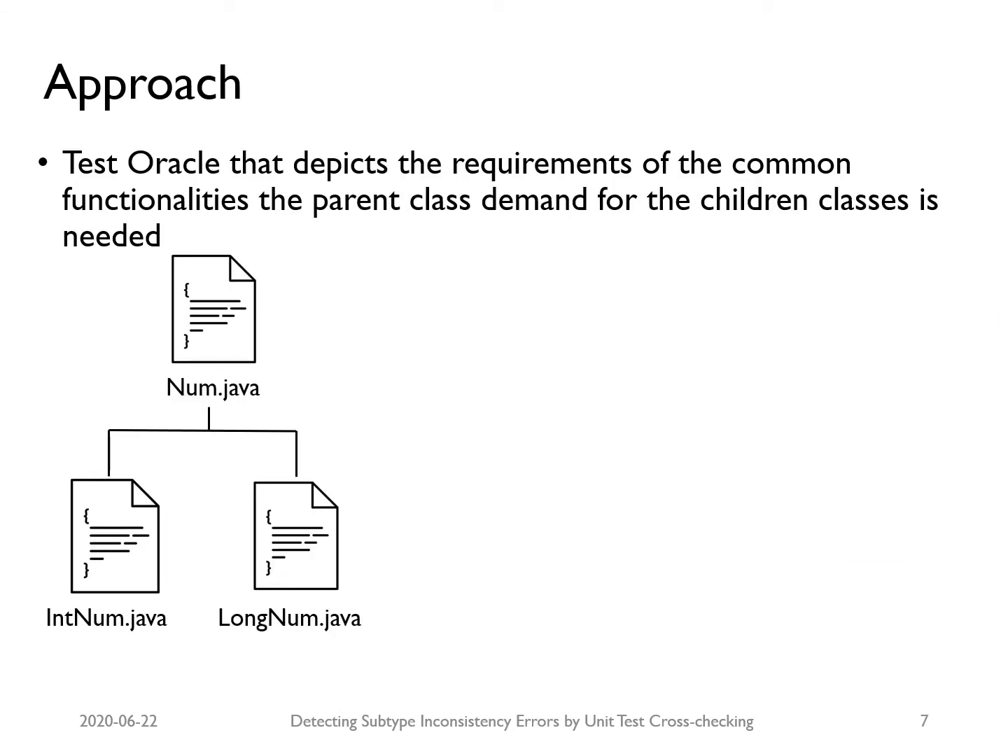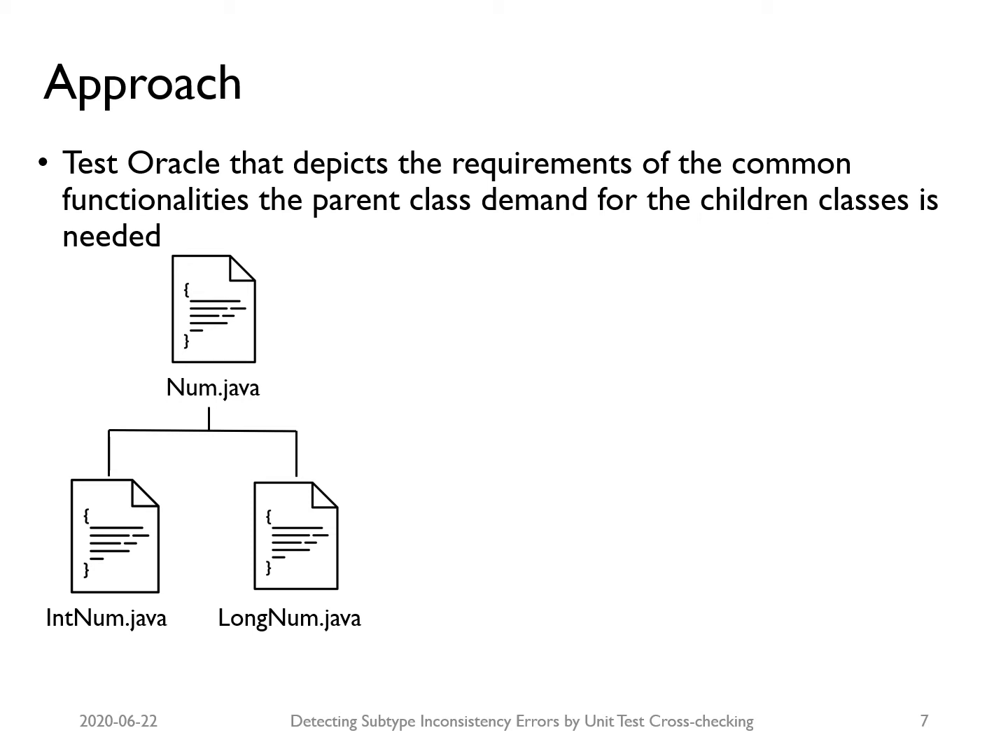So to detect the semantic inconsistency error, a test oracle that depicts the requirements of the common behavior defined in the parent class should be written and be tested throughout the children classes. But since creating a test oracle for the common behavior takes a lot of time and effort, we here introduce a new method by using the automatically generated test cases of the sibling classes as test oracle.